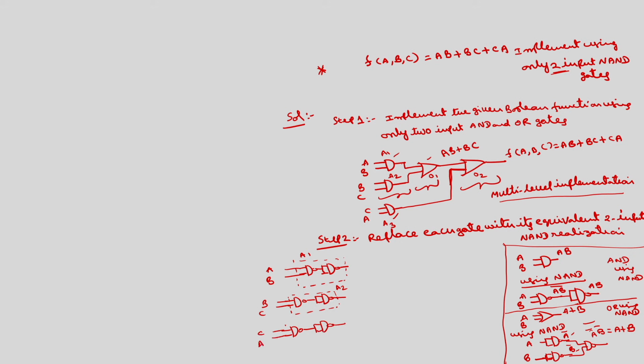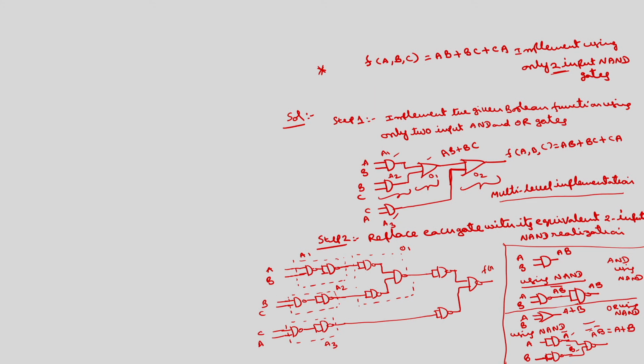Then the A1, A2 outputs we have to apply to the OR gate O1, which is nothing but two NOT gates in series, then another NAND gate. So, this entire thing is O1. This is O1, and one of the outputs is this, this is O1, this is another input for O2, finally another NAND gate.